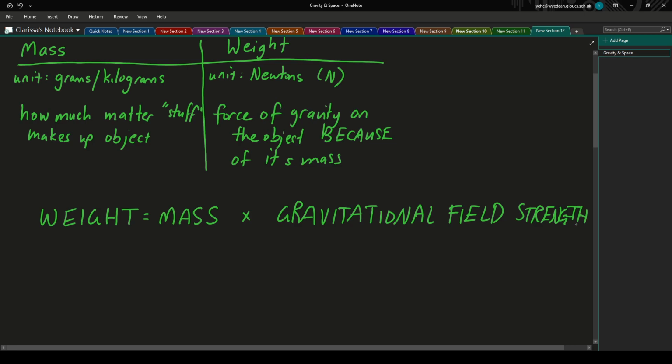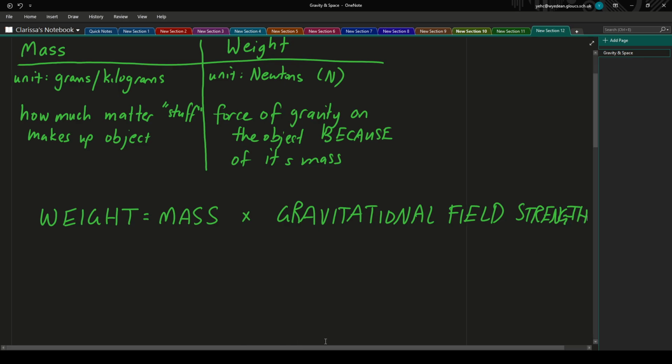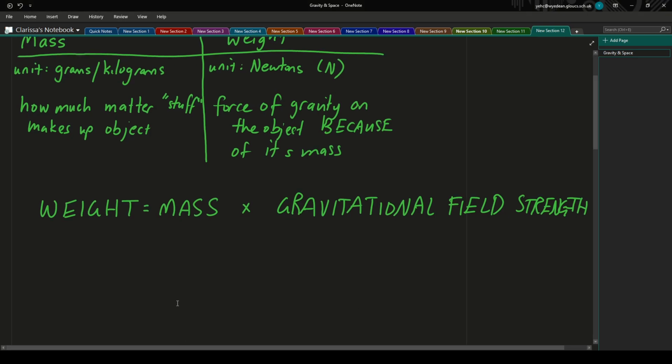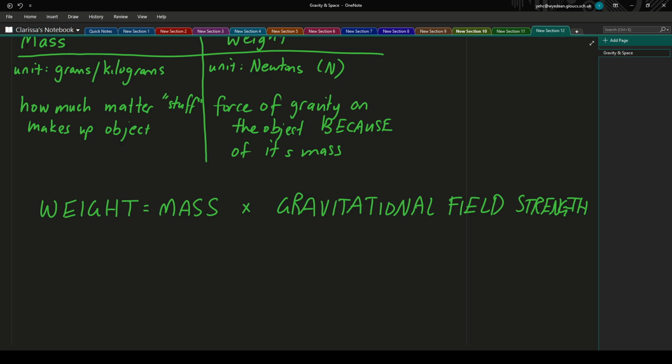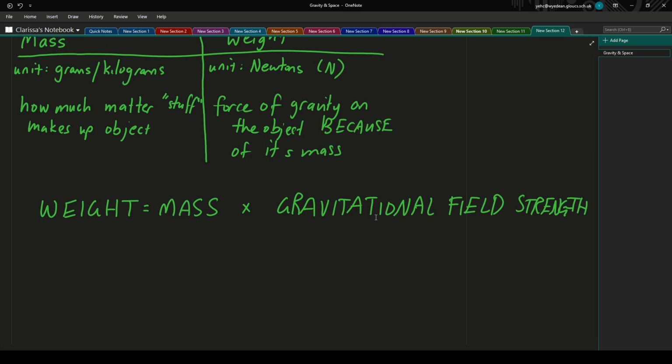And remember, last lesson we talked about what a field was in physics. It's basically just an area where a non-contact force can act. So a gravitational field is an area surrounding an object where the non-contact force of gravity can act. If this field was stronger, then you're going to weigh more. If this field was weaker, then you're going to weigh less, even if your mass is still the same.